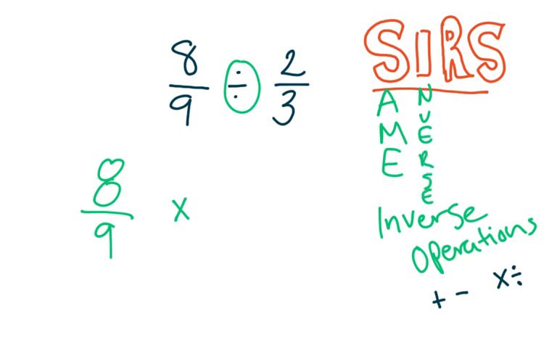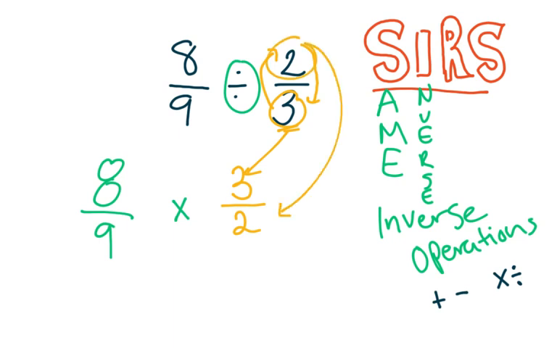The next letter stands for reciprocal. When we find the reciprocal of a number, we are saying, what used to be the numerator is now going to be the denominator, and what used to be the denominator is now going to be the numerator. The reciprocal of 2/3 is 3/2. The 3 denominator became the numerator, the 2 numerator became the denominator. That's the reciprocal.